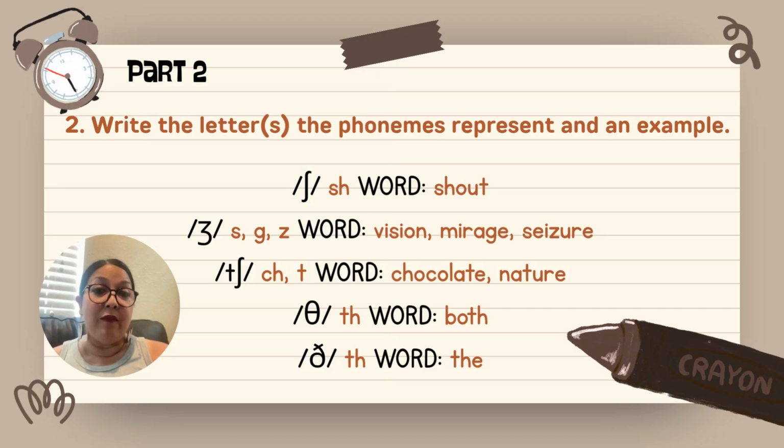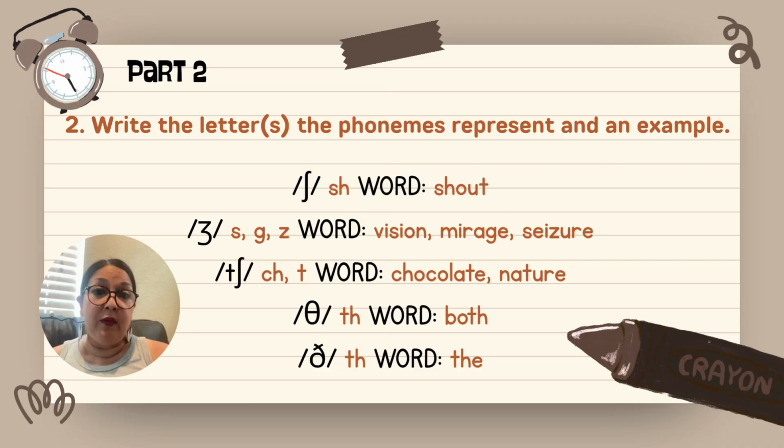In this slide, I have written the letters the phonemes represent and given an example. In the first example, the long S within phonemic brackets represents the sound sh, such as in the word shout. The next one, the 3 within phonemic brackets, represents a sound zh that can be represented with different letters such as S, G, or Z. And some examples of this phoneme are the words vision, mirage, and seizure.